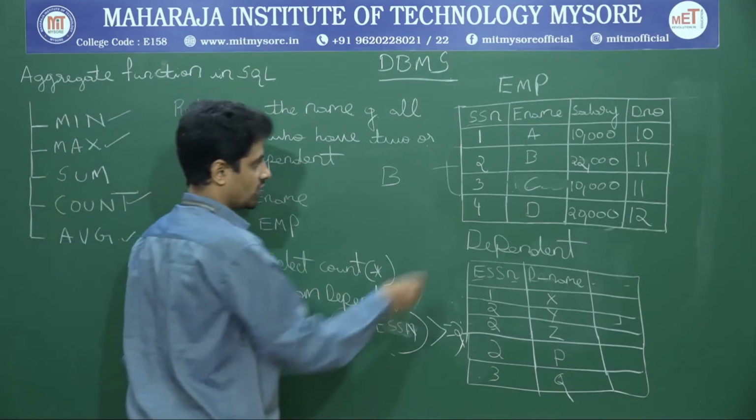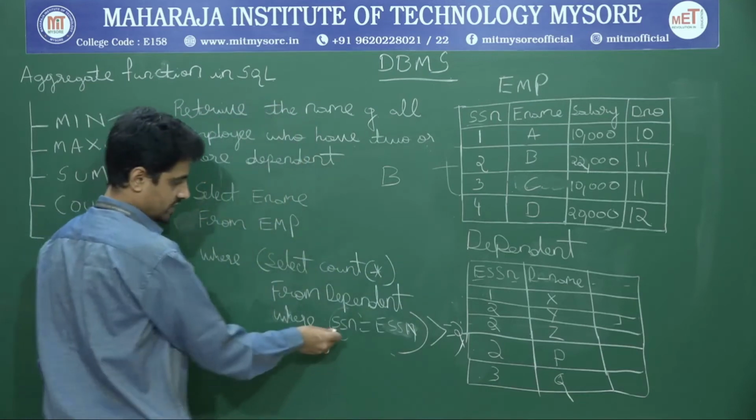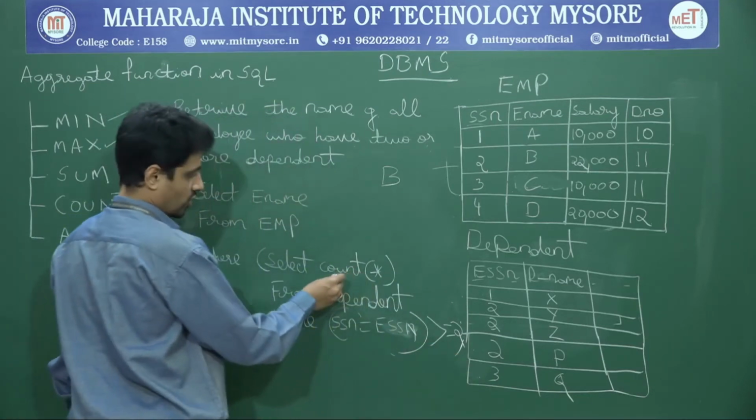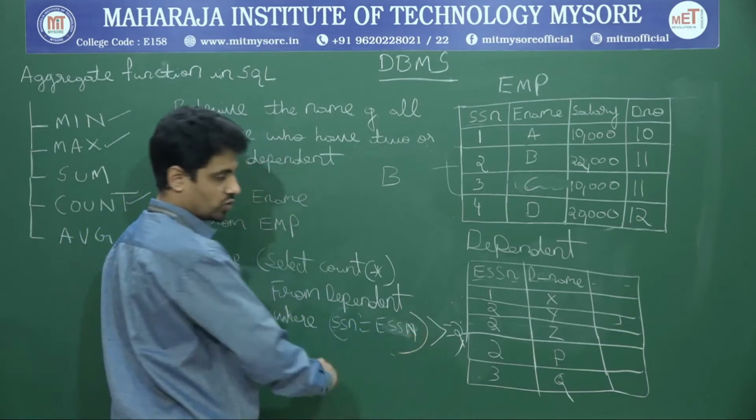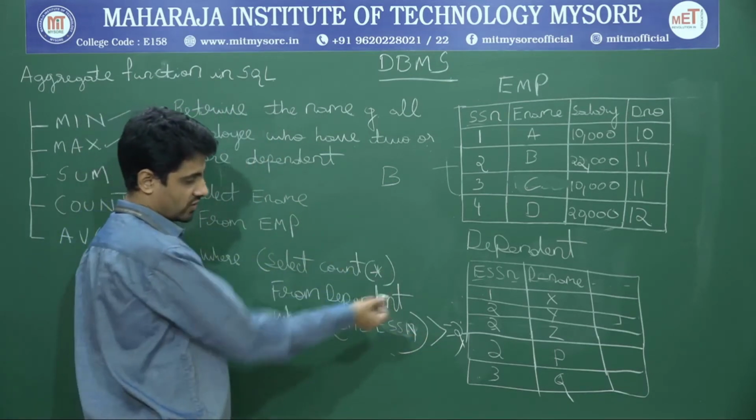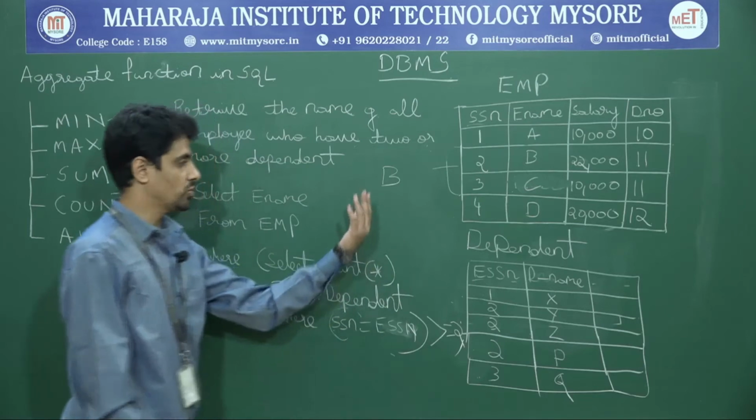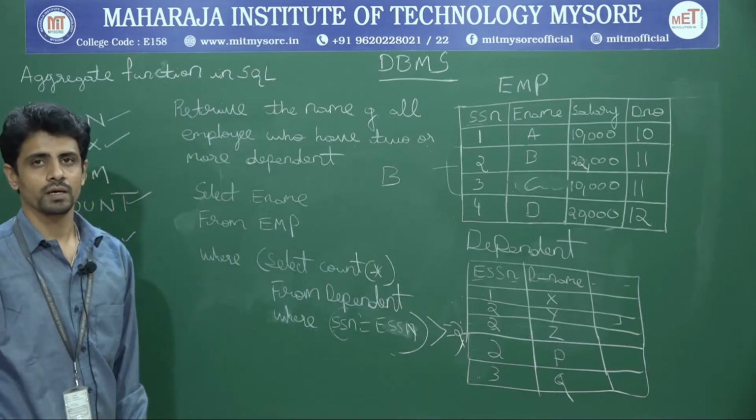Okay. Next I'll go with 3. So 3 is again joined with 3. 3 is present once. Count is only 1. Is 1 greater than or equal to 2? No. So C is not selected. Anyhow, D, 4 is not present at all. So the output will be B.